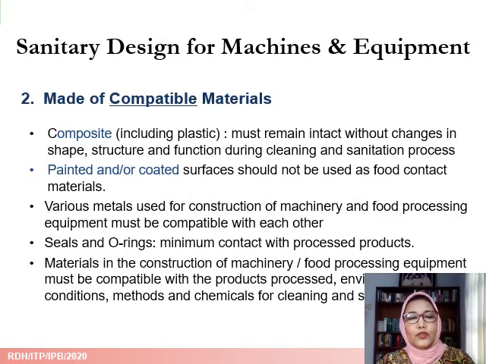The second principle also requires that composites, including plastic, must remain intact without changes in shape, structure, and function during the cleaning and sanitation process. Painted or coated surfaces should not be used as food contact materials. Various metals used for construction of machinery and food processing equipment must be compatible with each other. Seals and O-rings must have minimum contact with processed products, and materials in the construction of machinery or food processing equipment must be compatible with the product's process, environmental condition, methods, and chemicals used for cleaning and sanitizing.